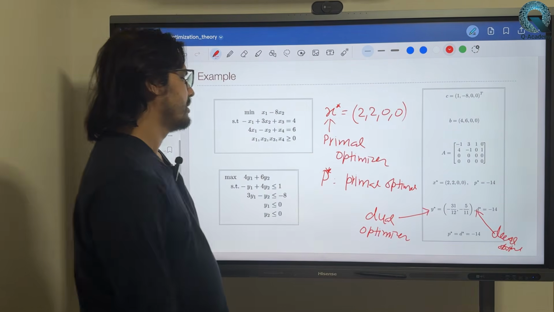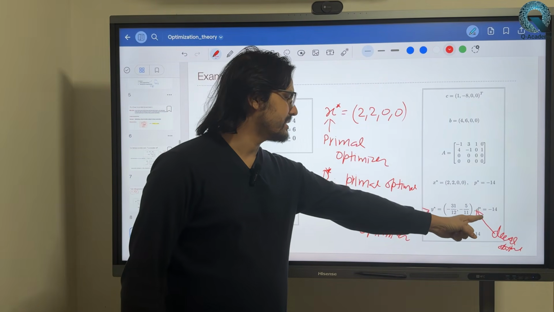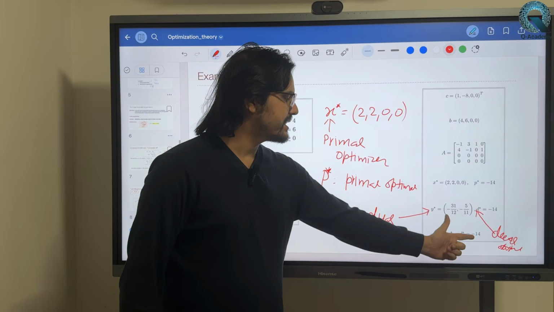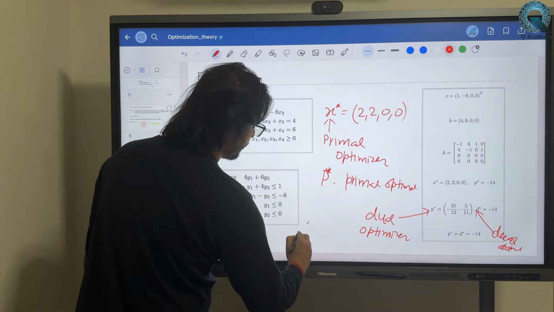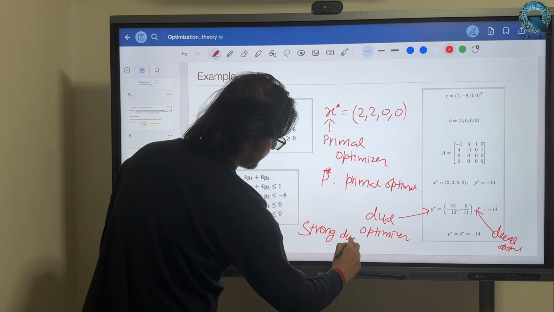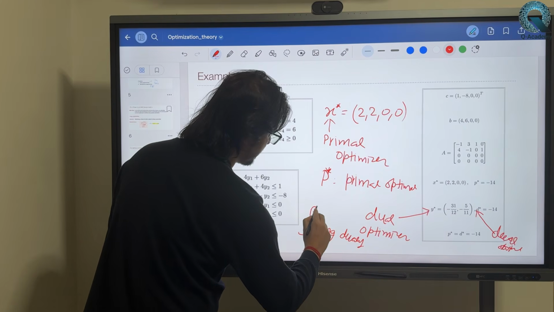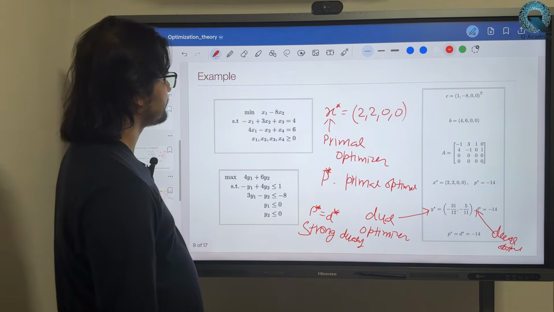Okay. So in this case, what you have is that the primal optimal is equal to the dual optimal, and such a phenomenon is called strong duality. Like P star is equal to D star.